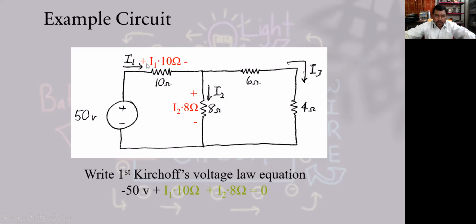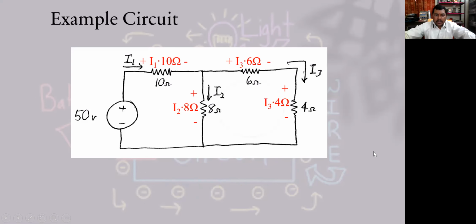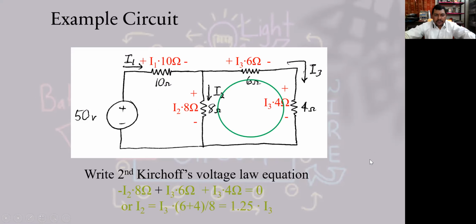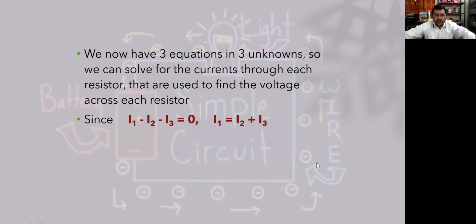So we'll have this only for this loop. We'll be having this equation, first, Kirchhoff's voltage law. This is for one loop, and for another loop we can have another equation like this. So this is for the other loop.